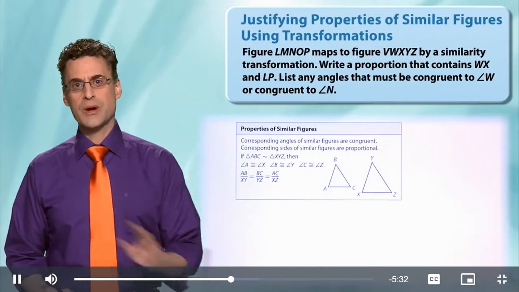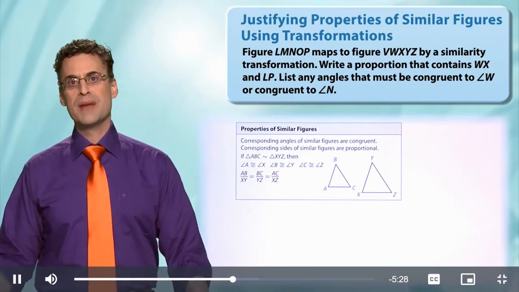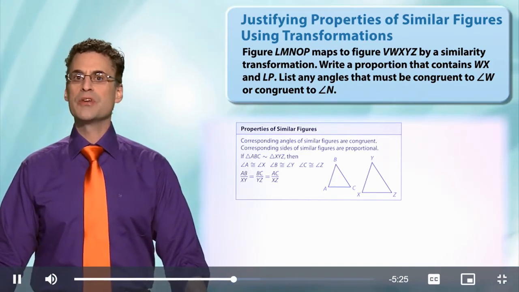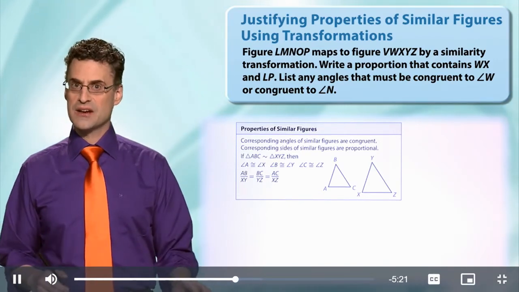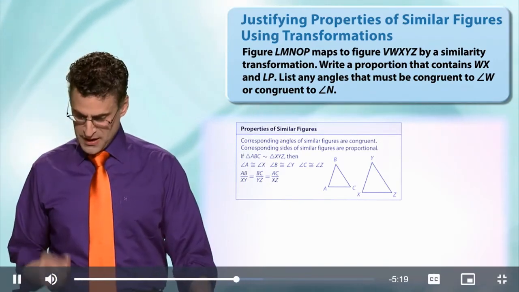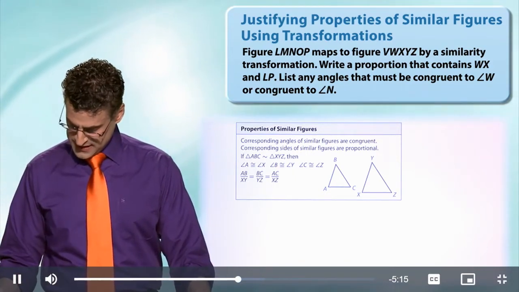Here we go. So, in this question, we have figure LMNOP maps to figure VWXYZ by a similarity transformation. Now, that's a lot of letters. It's almost like an alphabet soup. So again, I'm just going to draw a little picture to help me get a sense of what's going on.